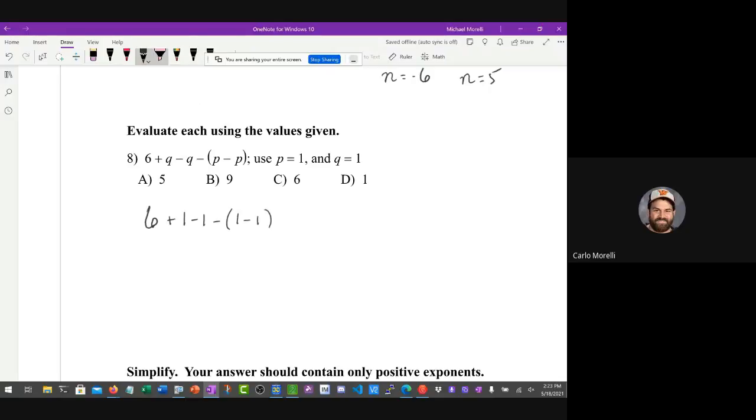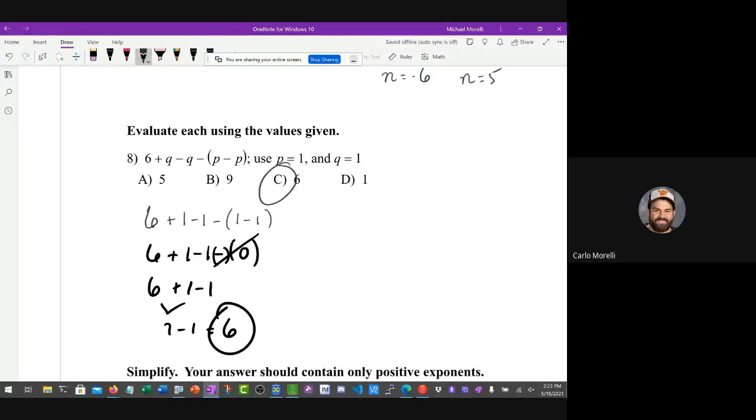Okay, so this is looking weird. So let's do the inside of the parentheses first. So I got 6 plus 1 minus open parentheses 0. So now we do negative times 0 is still 0. So now I got 6 plus 1 minus 1. So 6 plus 1 is 7 minus 1 equals 6. Okay, so I think the answer is C.